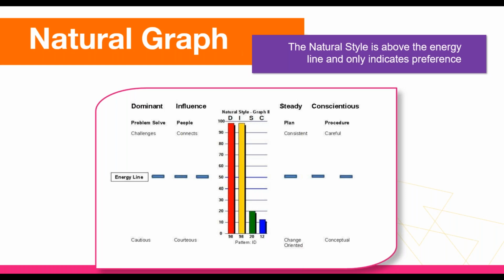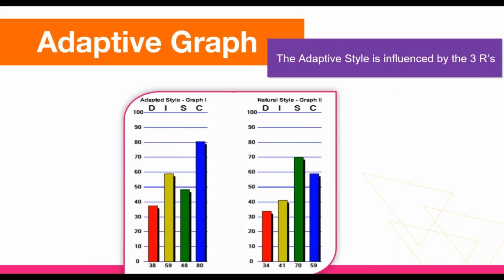So if we can switch to the next one, there we go. In this case, the natural graph is on the right-hand side. This person is going to be that 24/7, no matter where. On the left-hand side, this is what they probably look like the day that they took this assessment. This assessment is based on what you like the best, which means that where you are in that time frame, for that day, is based on the 3 R's: the role you're in, the responsibility you have, and the relations you're interacting with that day.